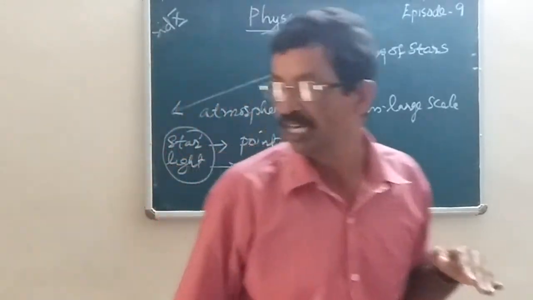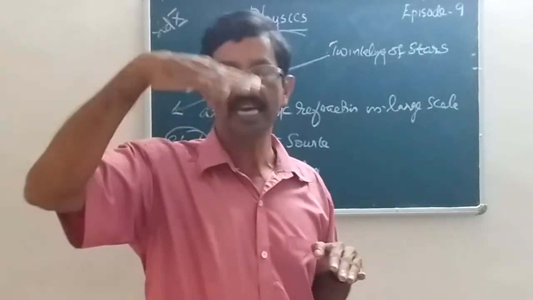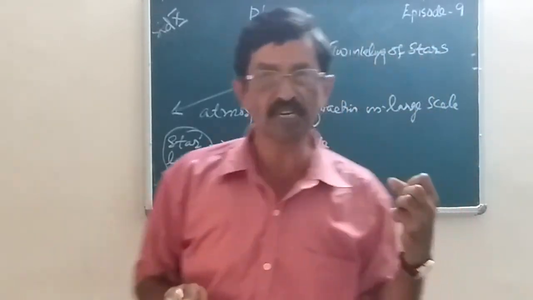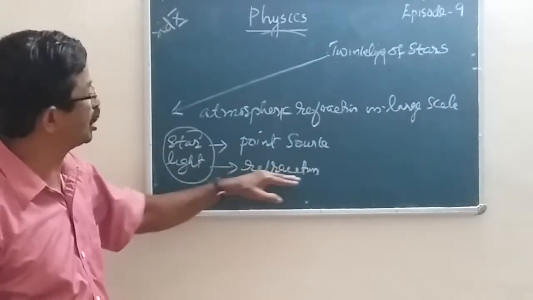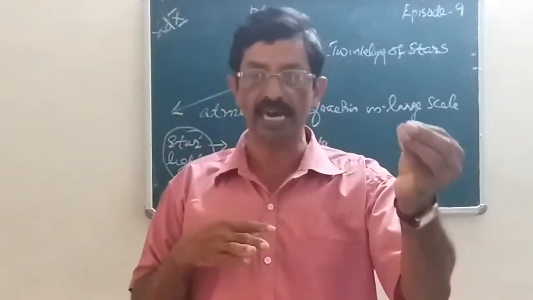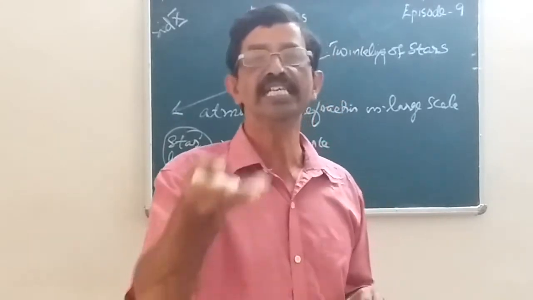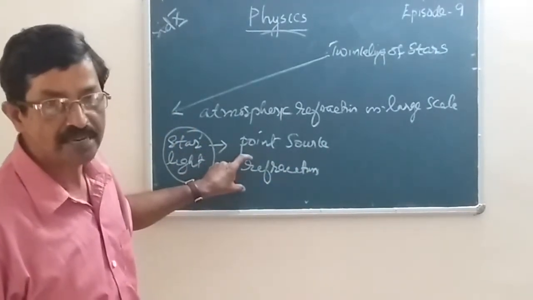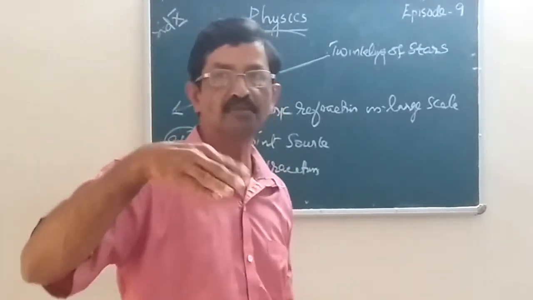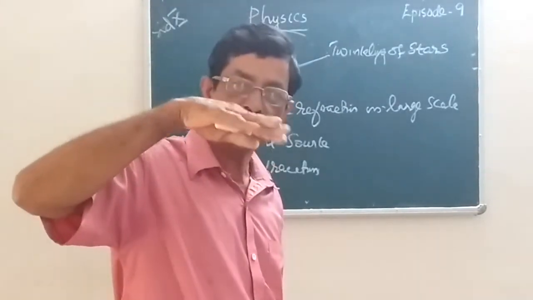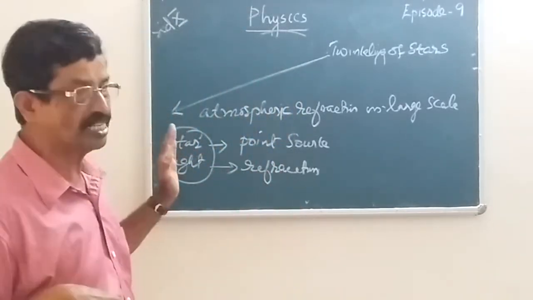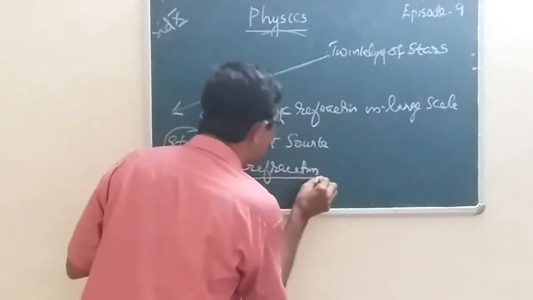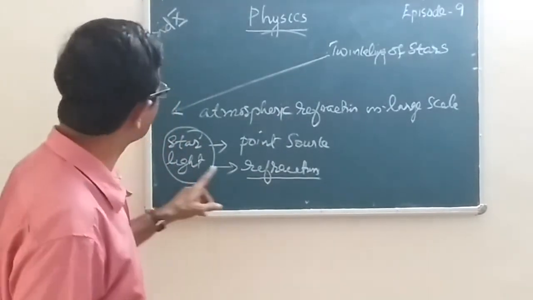So when the star is at the horizon, we can see that the star is a little bit raised. And when starlight travels through this atmosphere, it undergoes continuous refraction. So sometimes we get the light intensity more, and at other times the intensity is less. Because of that, the star appears to twinkle. You want to remember, one, it is due to atmospheric refraction.